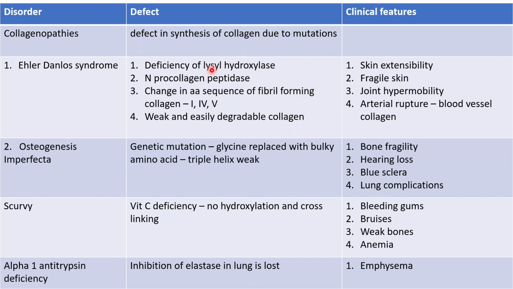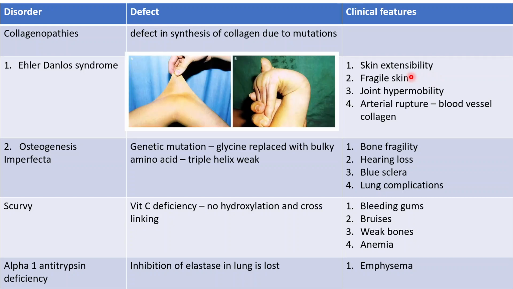Because of these mutations, the skin shows high extensibility. You can pull the skin. The skin is very fragile, it bleeds easily or is broken easily. Joint hypermobility is present because the collagen is weak, and the collagen lining the blood vessels is also weak, so it can lead to rupture of the blood vessels and bleeding. So this is what happens in Ehlers-Danlos syndrome.